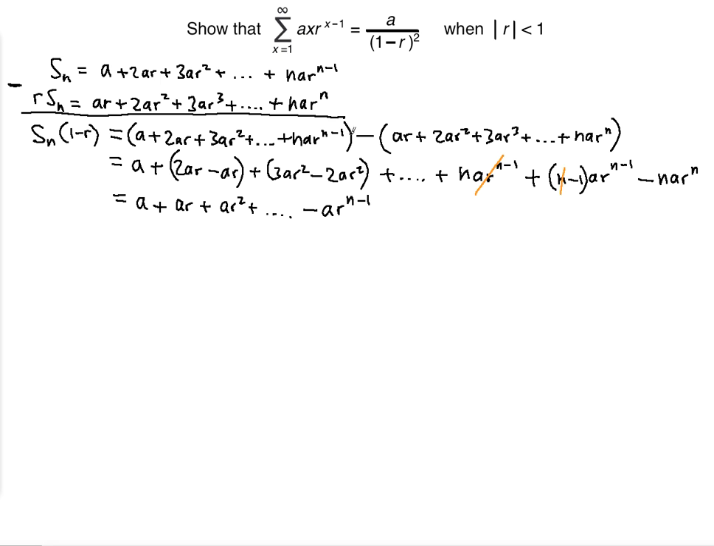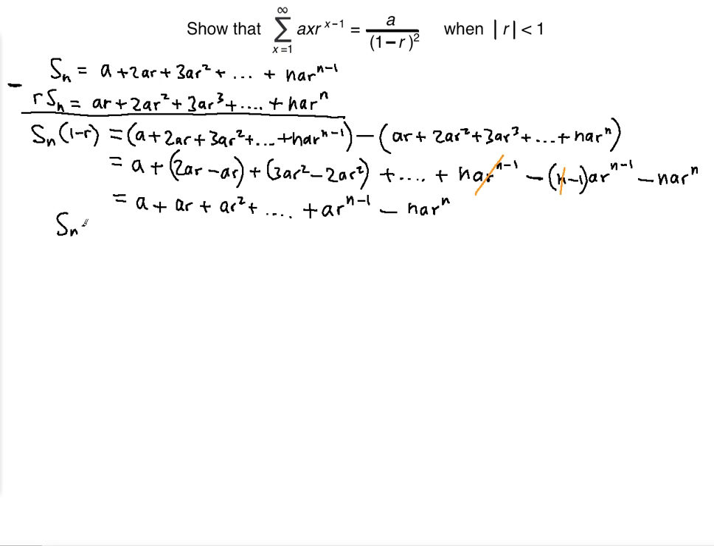Let me see, oh, that should have been a minus. I don't know why I wrote a plus. I forgot that the term before this one had a minus sign, this minus sign. So that should be clear. There's a minus sign, so as a result, this one is gone. Well, it's not gone, it has a positive sign, plus this guy. Minus nar to the n.